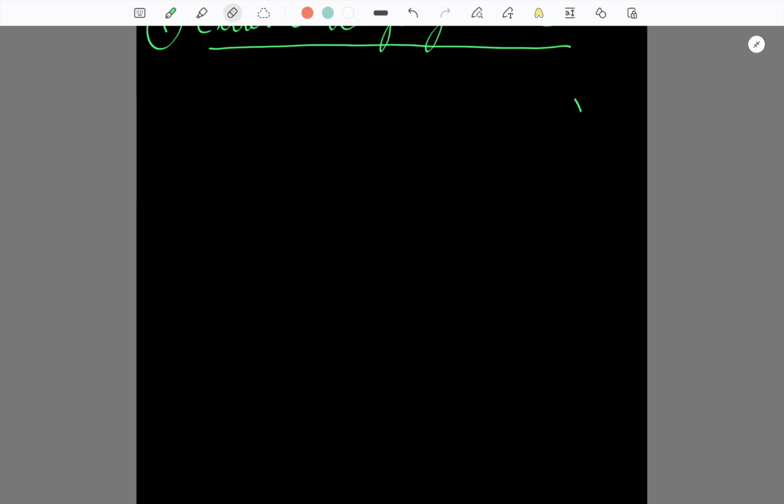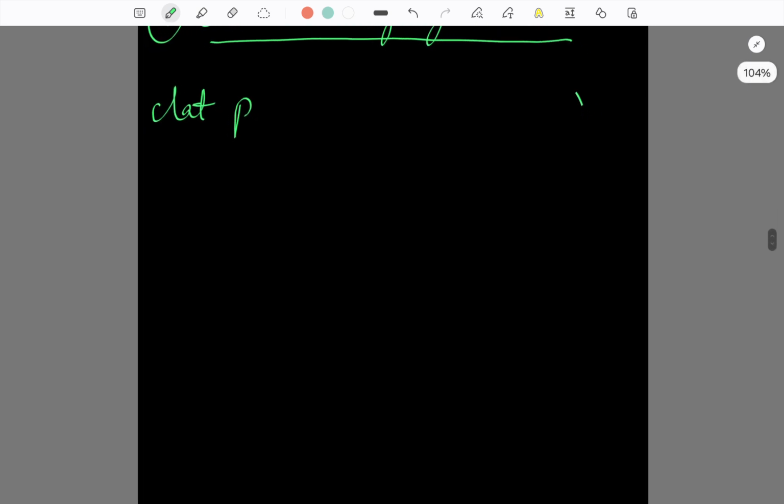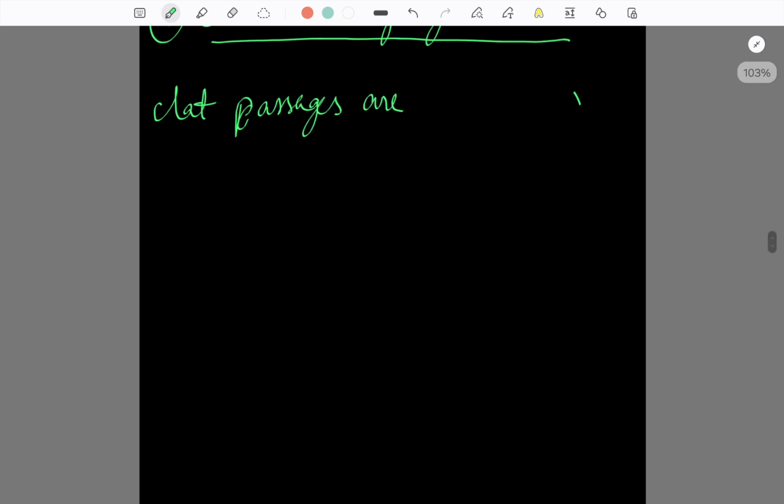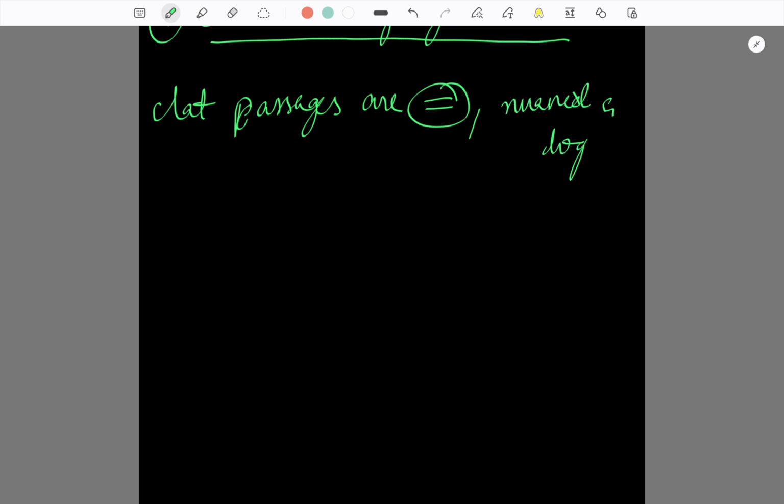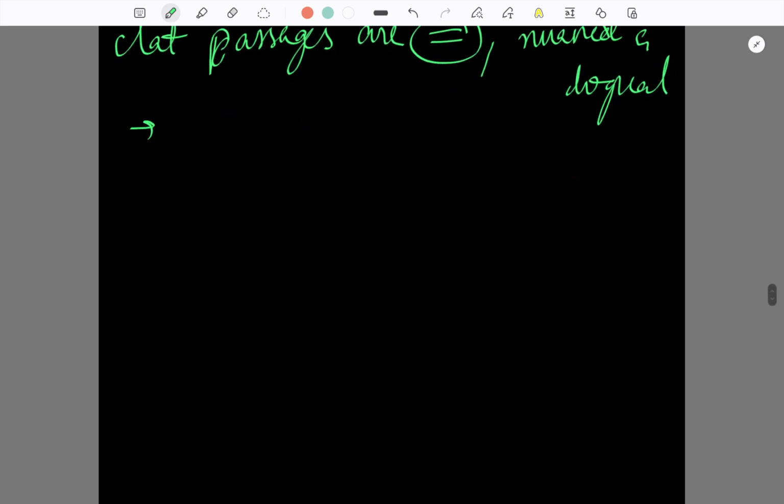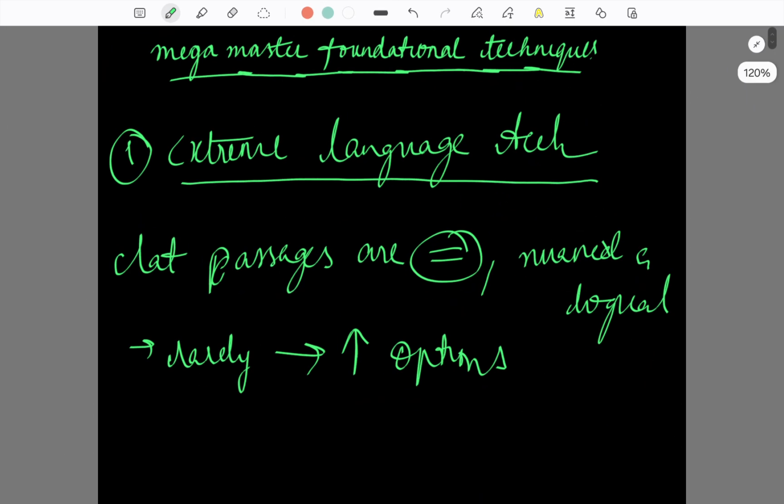CLAT passages are usually well balanced and also nuanced, and logical. Everyone knows this, but they rarely use extreme options. Instead they discuss probabilities, trends and possibilities.